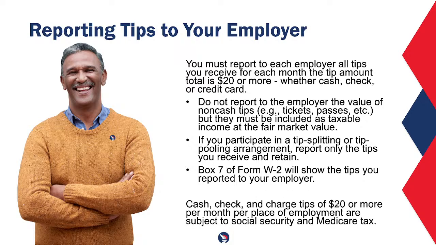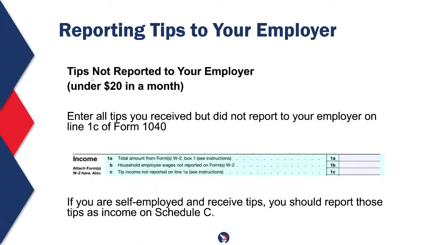Cash, check, and charge tips of $20 or more per month per place of employment are going to be subject to Social Security and Medicare tax. That's why that $20 threshold, in any particular month, so that you're making sure that you're paying into your Social Security fund for hopefully when you get to retirement. If you have tips that weren't reported to your employer, you still enter all tips received as an adjustment, you add them into box 1, here box 1C.